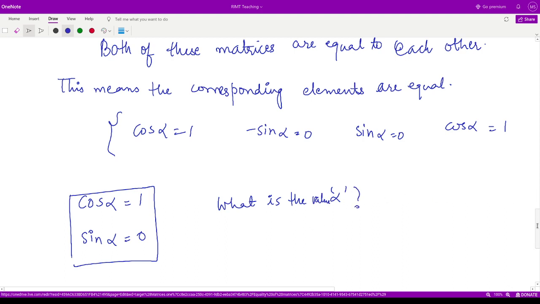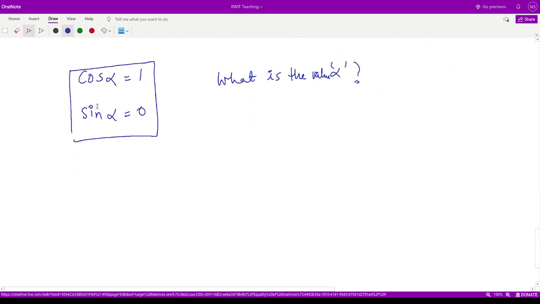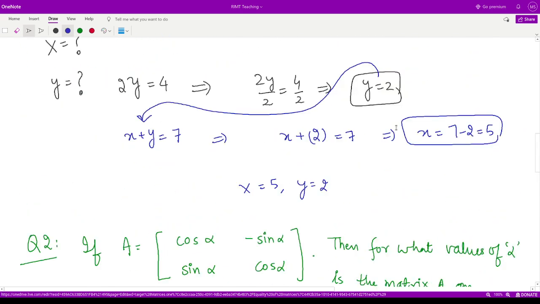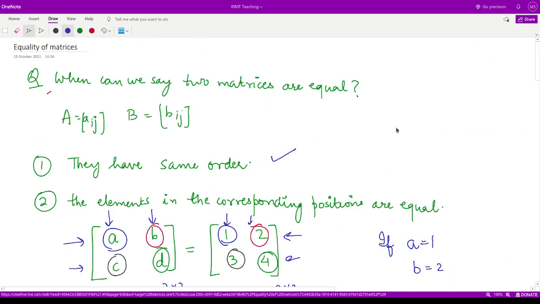what do we require? We require to solve a little trigonometry, because alpha here is the angle. So when is the value of cos of some angle equal to 1 and sine of that same angle equal to 0? It is when alpha is 0 degrees. So in this case, the value of alpha is 0. So this is the final answer. I hope you got this concept of equality of matrices.